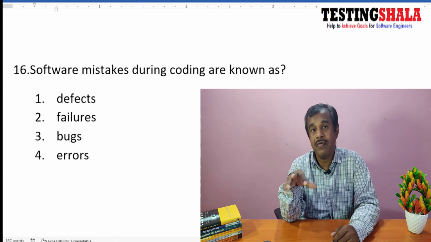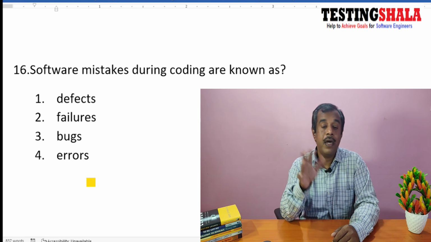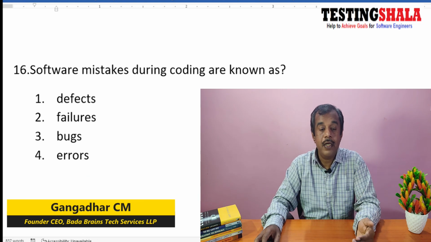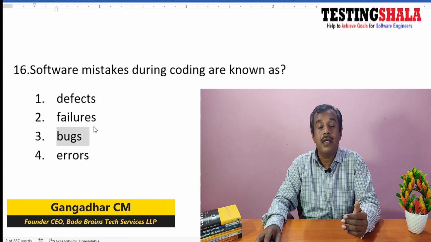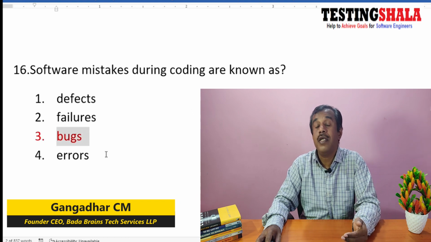Certain organizations may have different concepts altogether, but more largely we call it a bug when there is a software mistake which happens during coding.